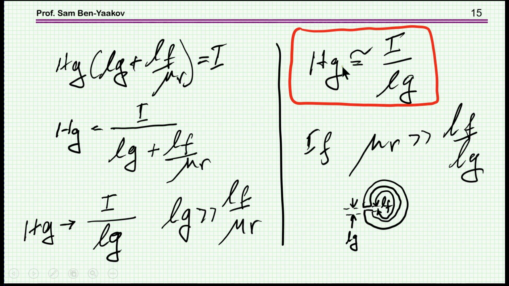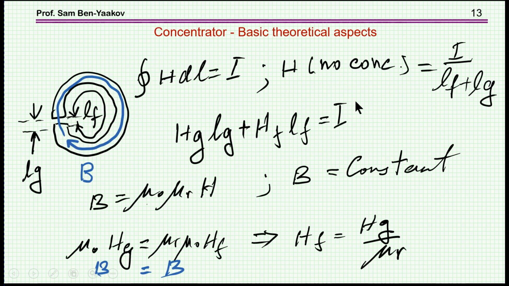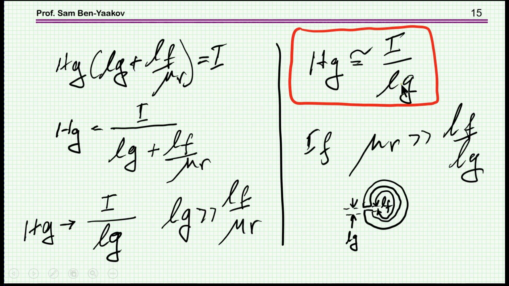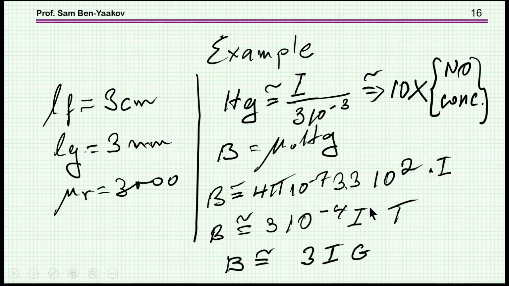Now recall that the magnetic field that we found without the concentrator is I over the total length. And here we have only this one. Now this one is much smaller, like 10 times or 100 times. So therefore the magnetic field within the gap is much higher. And that's the whole point of this so-called concentrator: concentrating and making the magnetic field much larger here in the gap than here, sort of concentrating all the magnetic field here. This is because mu r is high here, B is the same, and therefore H here is much lower than H here.